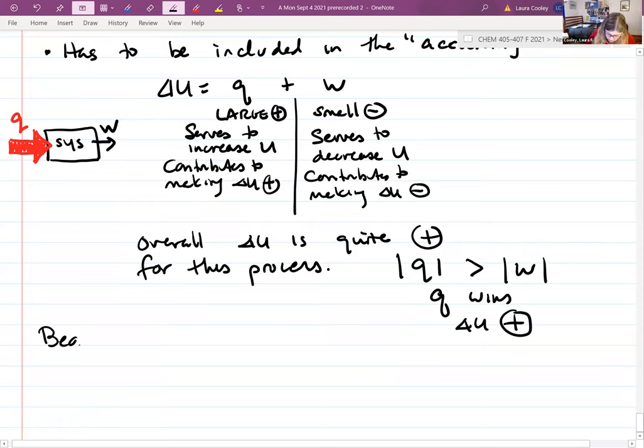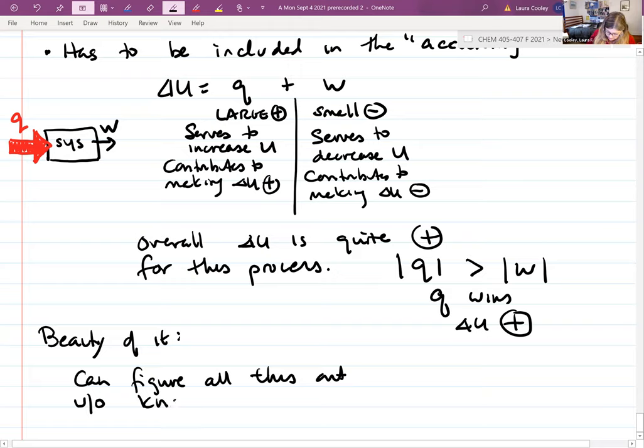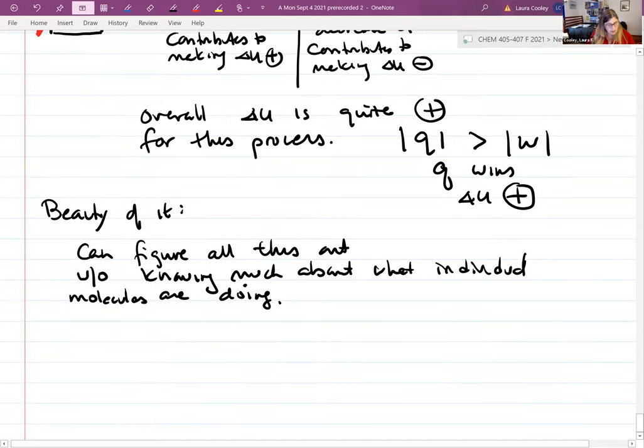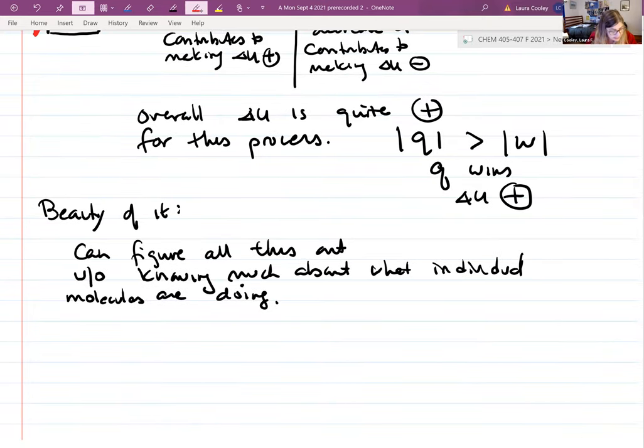So I guess I would say one the beauty of it is you can figure all this out without knowing much about what the individual molecules are doing. And that's why we say that thermodynamics is a study of energy and energy flow in macroscopic systems, that you don't really need to know anything about the microscopic properties of molecules. Although it certainly helps to explain things.